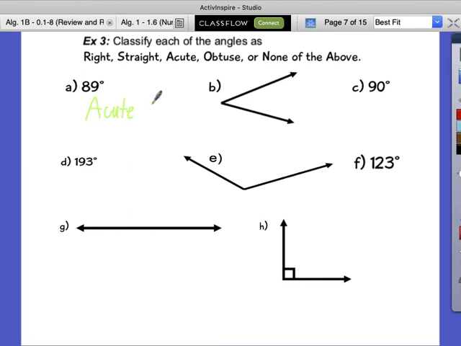Letter B. Do we think that looks like an acute, straight, right, obtuse, or none? Acute, right? Looks like it's less than 90. Okay. I want you guys to continue working on C through H. We're going to do C through H here. And we're not going to do the raise your hand when you're done, but if you have a question, you can.